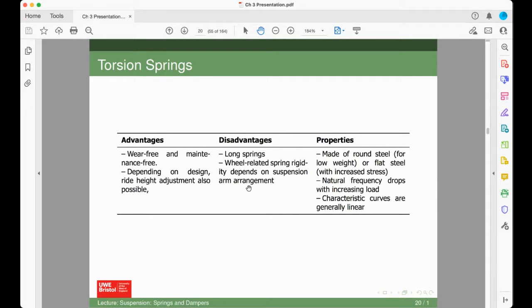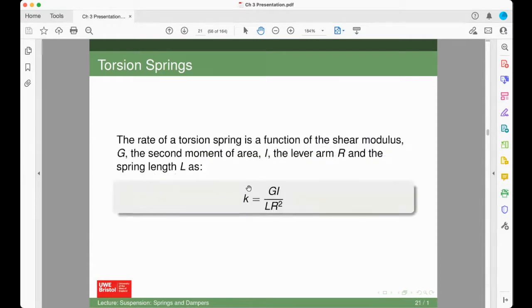And the wheel-related spring rigidity depends on the suspension arm arrangement. Obviously, how the suspension is designed will give you those different characteristics. Made of round steel for low weight or flat steel with increased stress. Okay. Again, natural frequency drops with increasing load. Okay, so you put the load up, the frequency will go down. And the characteristic curves are generally linear.